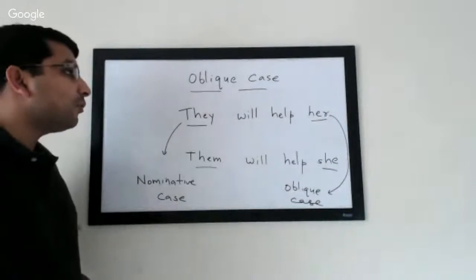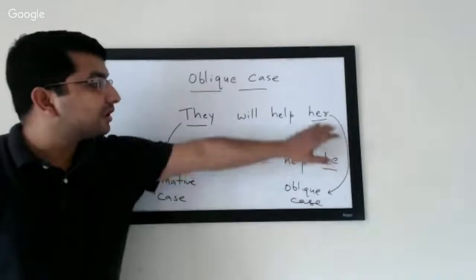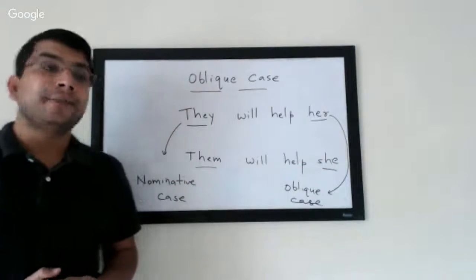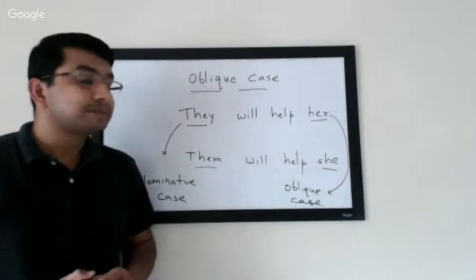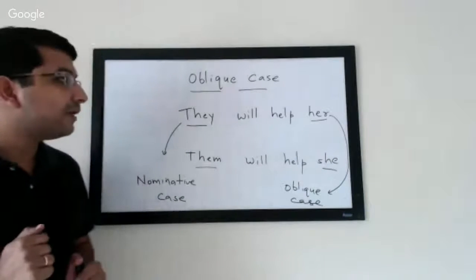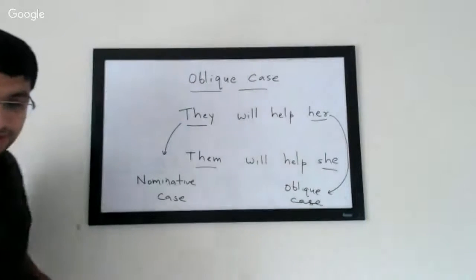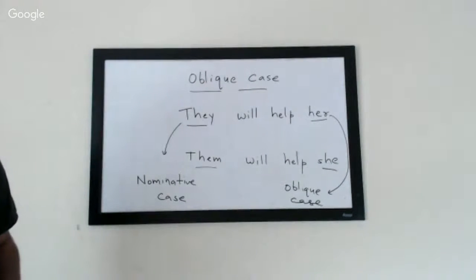And now we'll ask, but why? How do I know that I have to use this object in an oblique case? In English, it is making sense right now, right? But in Hindi, we will look at why and when we use the oblique case. So feel free to ask any more questions here.